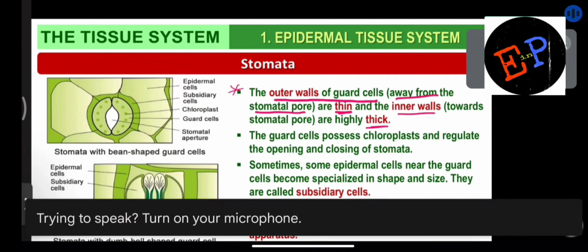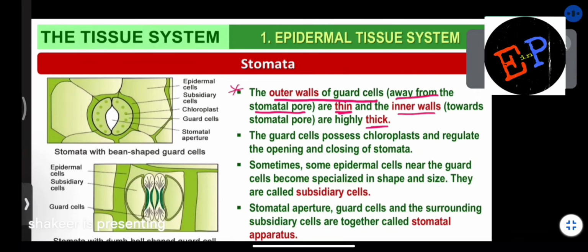So these bean-shaped cells on the outside, that is on the side which is away from the pore, are very thin. But when they start coming toward the center, they become very, very thick. It means that on this side they are very thin, and on this side they are very thick. That is one point which you should understand. So the guard cells possess chloroplast and regulate the opening and closing of stomata.